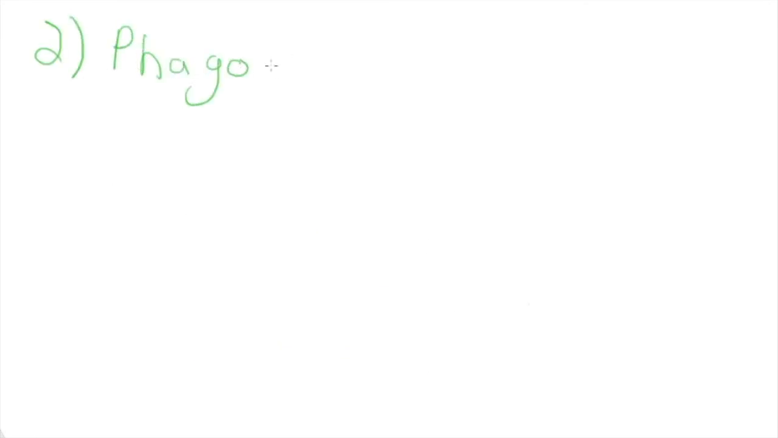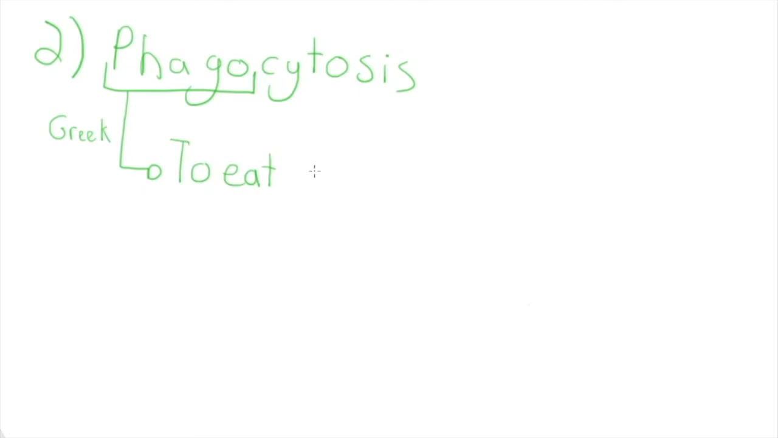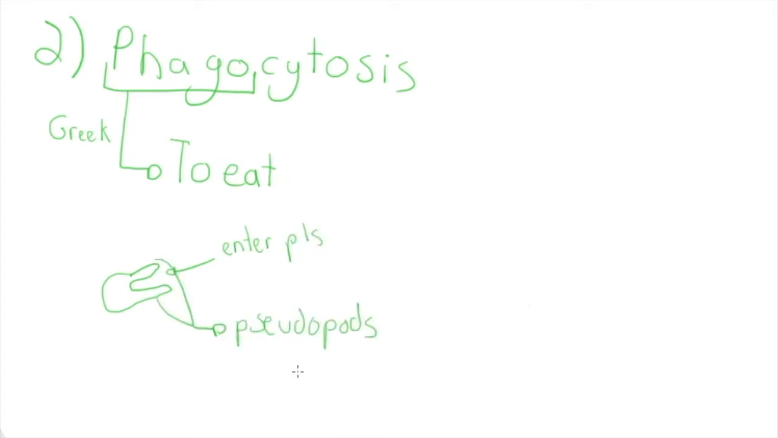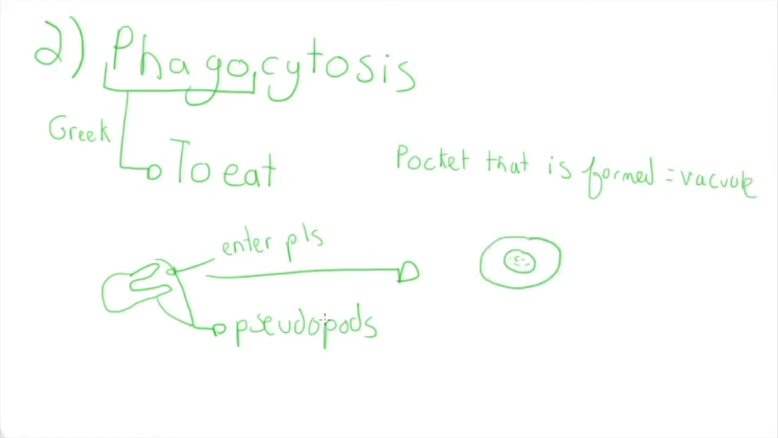Next is phagocytosis. What does it mean and how does it work? Phago comes from the ancient Greek to eat, and cytosis again here refers to the cell. In this process, the cell lets its food enter with pseudopods. Pseudopods are cytoplasmic prolongations that engulf the particle inside a big pocket called a vacuole. This vacuole will eventually fuse with a lysosome filled with hydrolytic enzymes to digest the particle. A hydrolytic enzyme is an enzyme that catalyzes the reaction of hydrolysis, separation of a chemical bond with the aid of water.